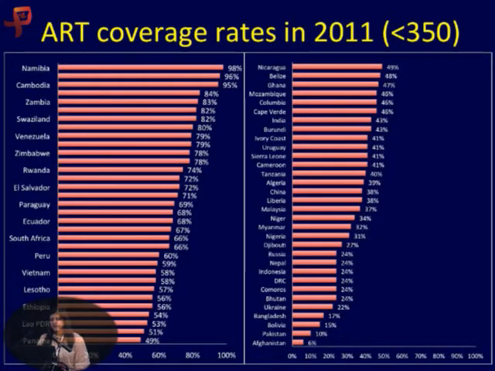Even though the majority of the countries are recommending ART at less than 350, we find that more than 57 countries have an ART coverage rate of less than 80% in 2011. And these include the countries which have the highest burden of HIV and TB.